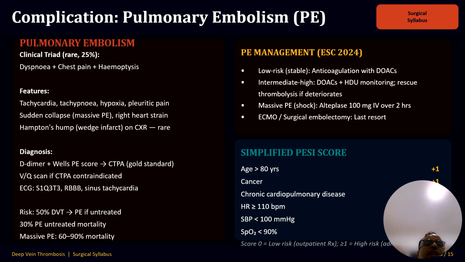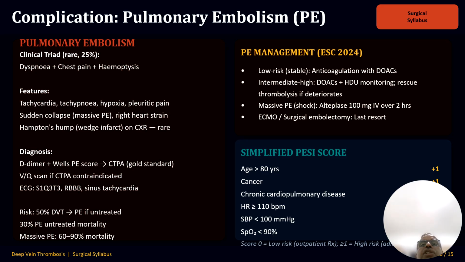The gold standard investigation which should be done in patient of pulmonary embolism is CT pulmonary angiography. VQ scan can also be done if CTPA is contraindicated. Pulmonary embolism, if it is untreated, has 30% mortality, and massive pulmonary embolism has a very high mortality of almost 60 to 90%.